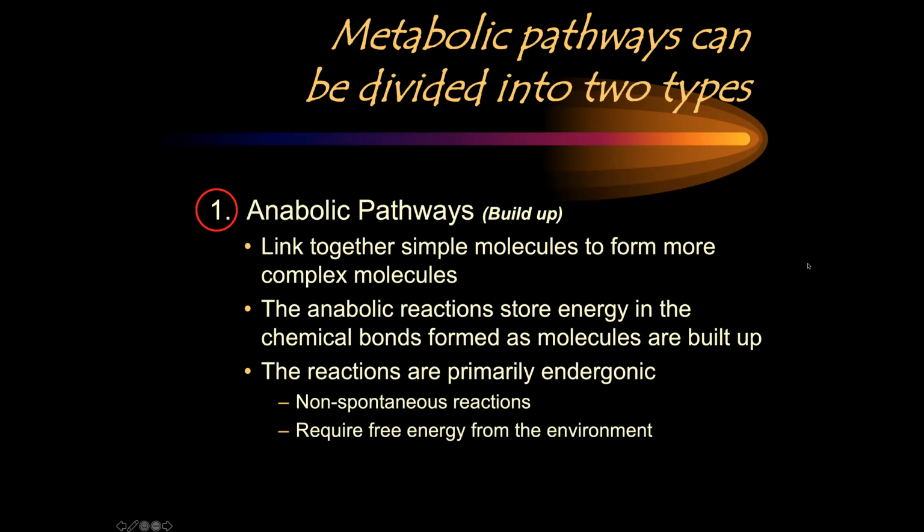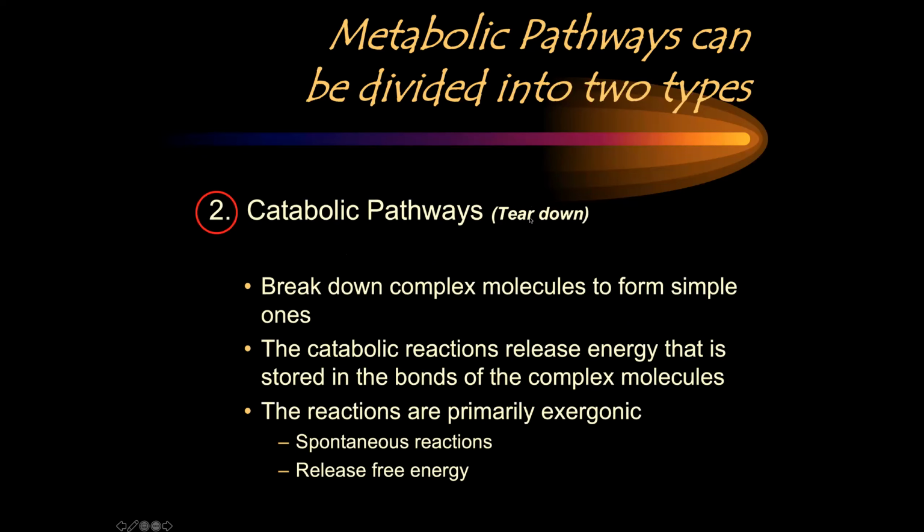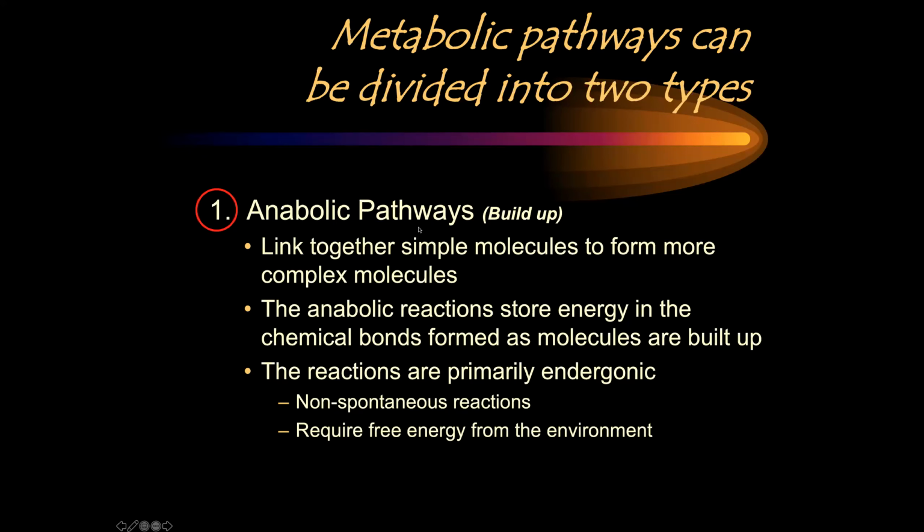And that brings us to the two different types of metabolic pathways: anabolic and catabolic. Anabolic pathways build up molecules. They link together simple molecules, monomers, to form polymers, complex molecules. The anabolic reactions store energy, so they're endergonic. They require energy to hook together small molecules connected by chemical bonds, which contain energy. And these reactions, as I said, are primarily endergonic, and they require free energy in order to form.